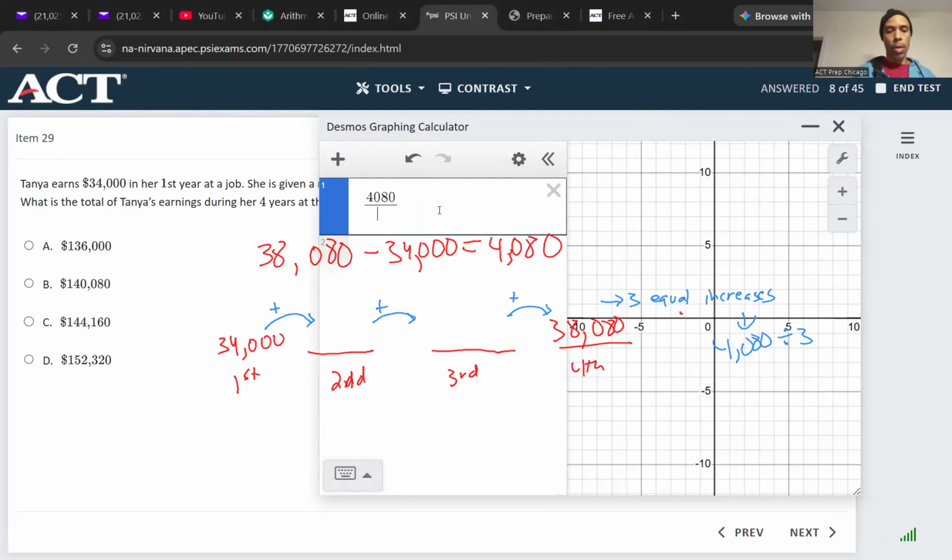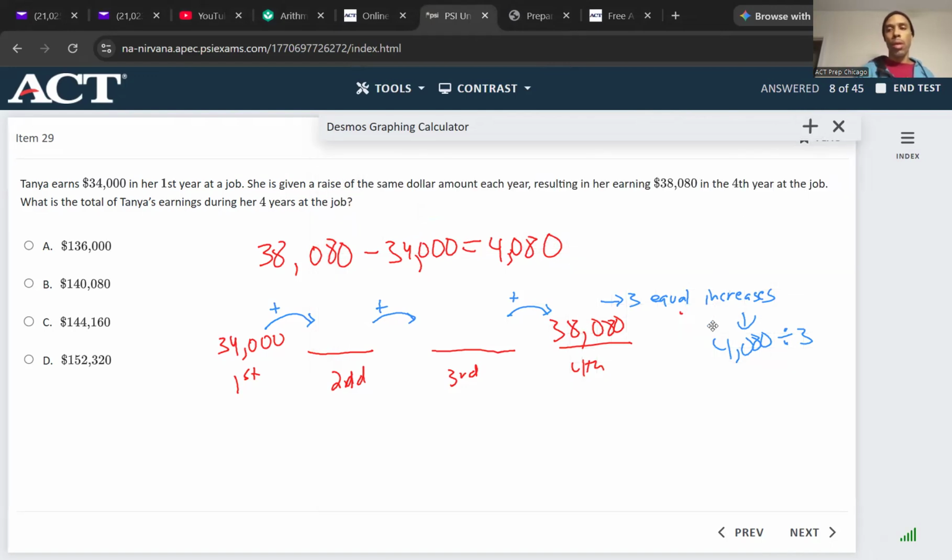480 divided by 3. Is that 160? I think that's right. Yeah, 160. So that means the increase every year is 1,360 dollars. That's the yearly increase. So that means we can get these other amounts.